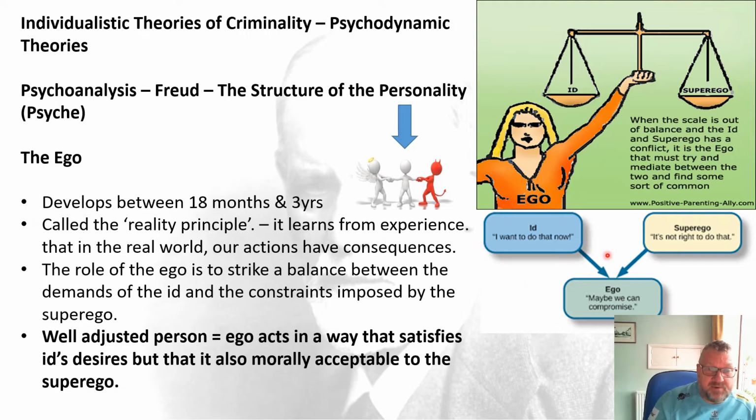So for example, here you've got the id saying, I want to do that now, and the superego going, well, it's not right to do that. And the ego in the middle going, well, maybe we can compromise. So the ego really, as we see in this illustration, is acting as a balance between the id and the superego.